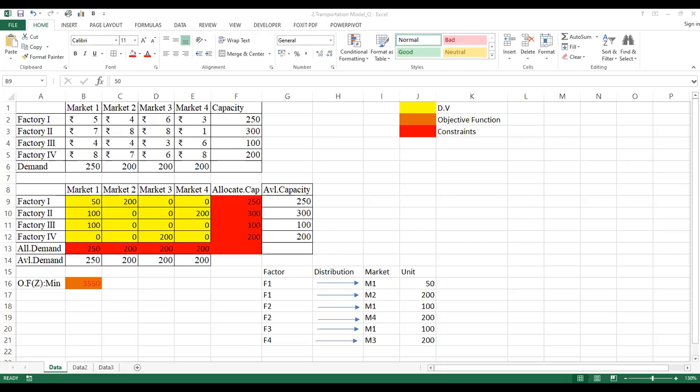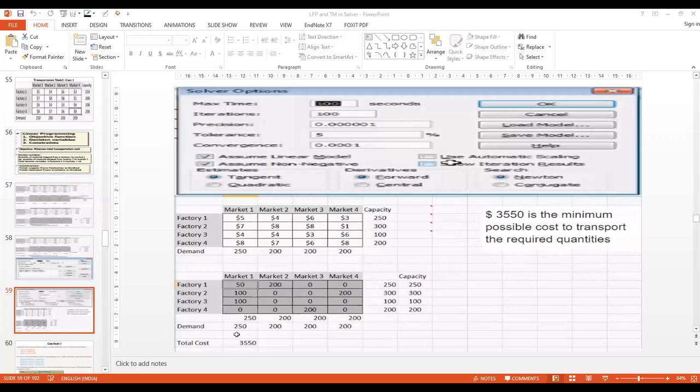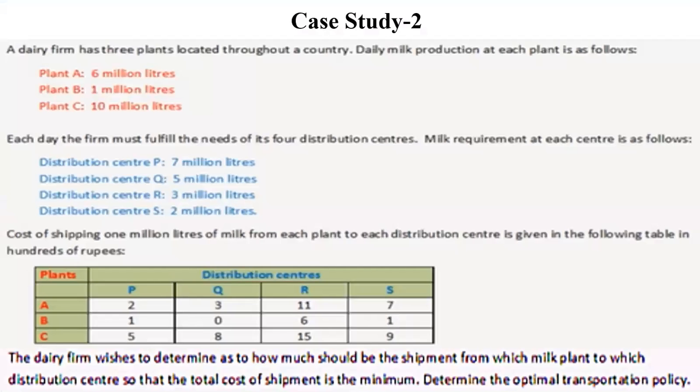Have we completed? Please let me know. Yes, sir. Shall I go to the next case study or shall I wait for some more time? Anybody need time? Let me know. Shall I go to the next case study? One more case study you try now. Yeah, I'll go. Okay. Take this case study.